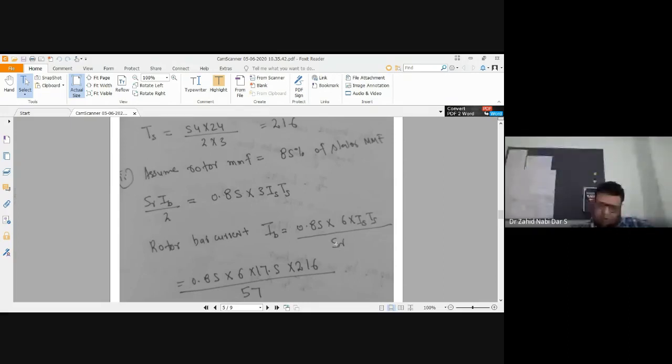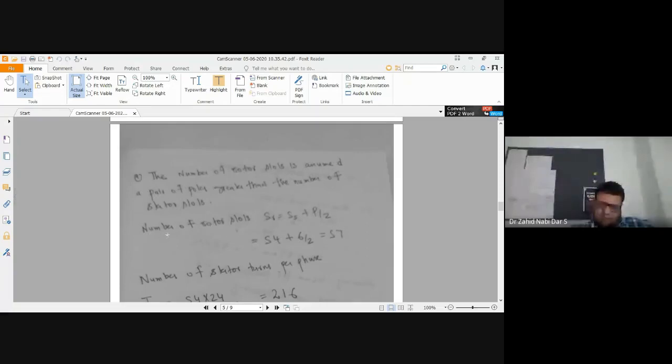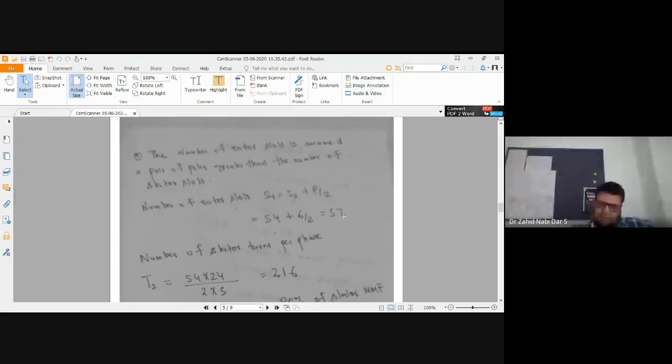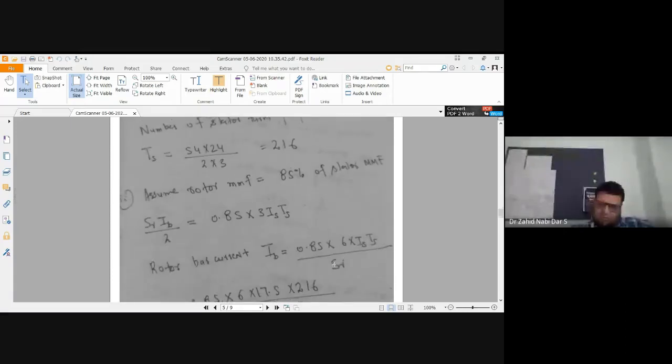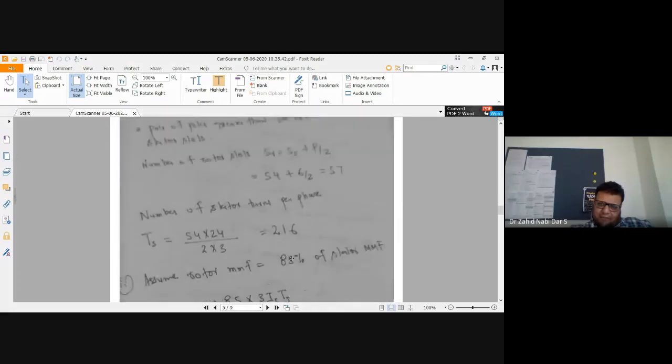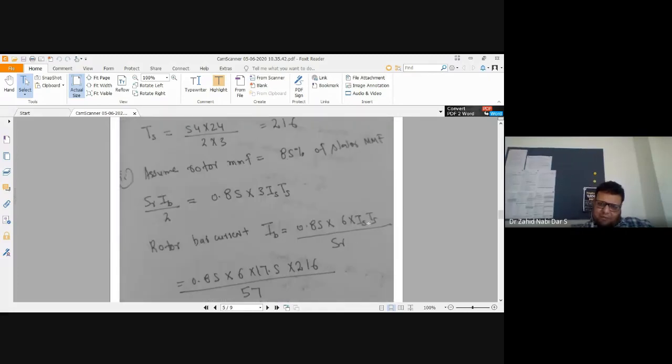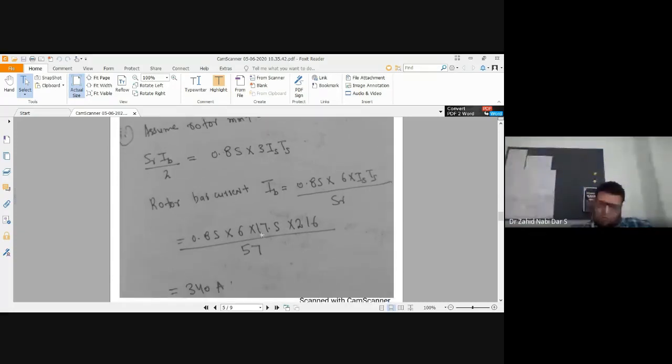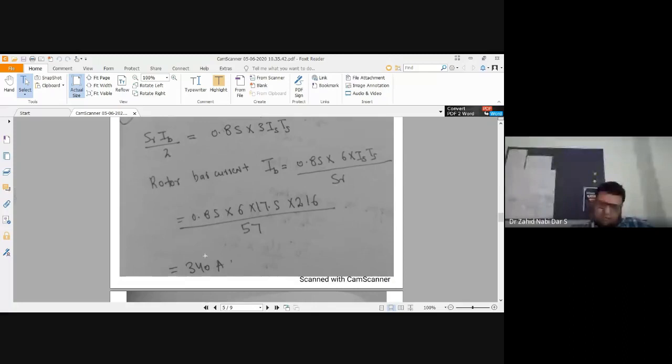You have calculated the number of rotor slots. Rotor slots you have calculated, this is 57. So you can write your rotor slots is 57. Is is given in the problem, 17.5. So you can substitute the value 17.5. Ts you calculated 216. So now you arrive at your bar current.